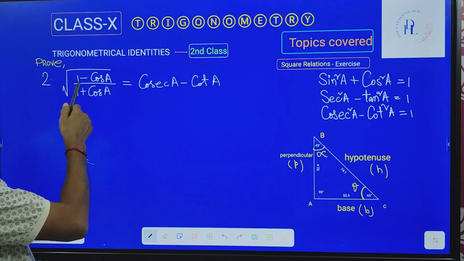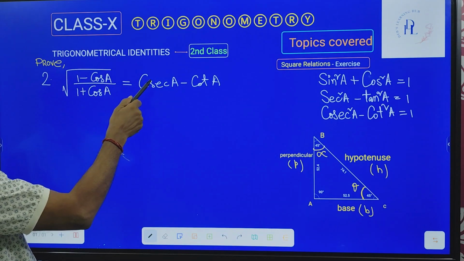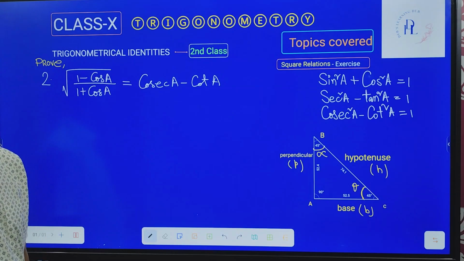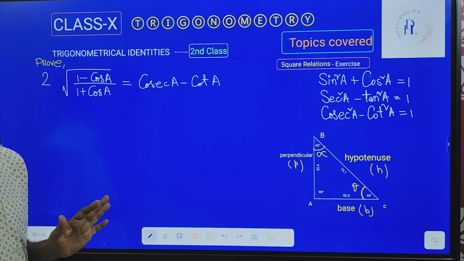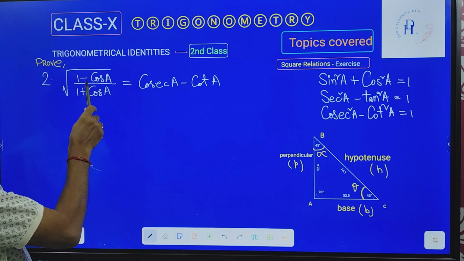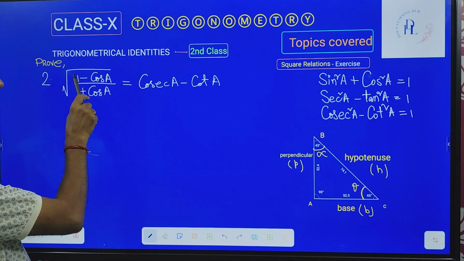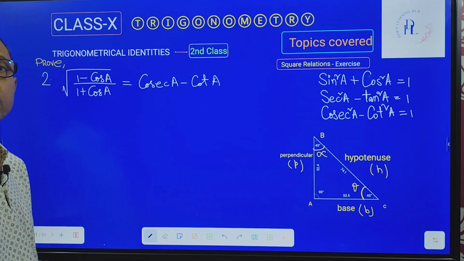Okay. Second problem is root over 1 minus cos A by 1 plus cos A equals to cosec A minus cot A. That you need to prove. How will you start this problem? Don't write down immediately. Think about the problem. You need to see both sides. Here on the left hand side you have a root, and on the right hand side you don't have any root.